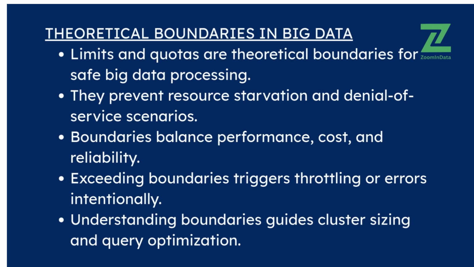These limits, quotas, and throttling are theoretical boundaries in big data. They prevent resource starvation and denial of service scenarios. Boundaries balance performance, cost, and reliability. Exceeding boundaries triggers throttling or errors intentionally. Understanding boundaries guides cluster sizing and query optimization. This is not a bug. It's by design to keep massive scale systems healthy.